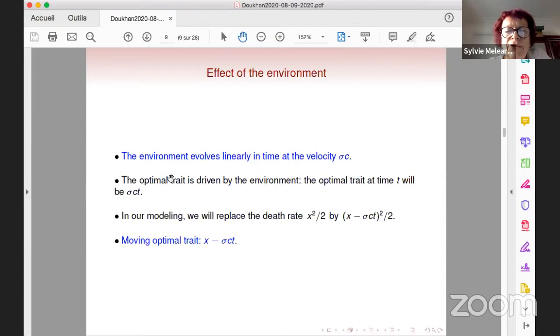Okay, and so we assume that the optimal trait is driven by the environment, in the sense that now, including the environmental effect, the optimal trait at time t will be sigma ct. That means that in our modeling, we will replace the death rate x squared over 2 by (x minus sigma ct) squared over 2. Okay. And so you imagine now we have a moving optimal trait, and we want to see in these mechanisms with heredity, birth, mutation, death, how evolution will occur.